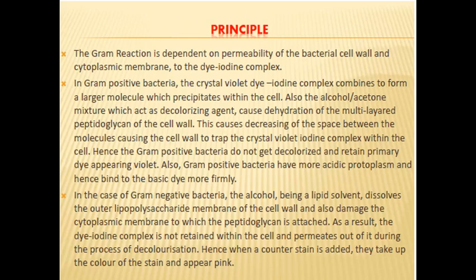When we wash our smear with alcohol or acetone, the alcohol molecule is able to solubilize and remove the lipid content from the cell wall of gram negative bacteria. But gram negative bacteria have a high content of lipid, and that's why after the removal of this lipid from the cell wall, there is a formation of very big pores. So these pores are big and have a large diameter as compared to the gram positive bacteria.